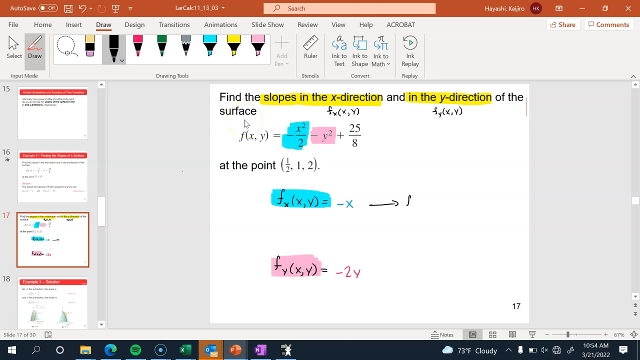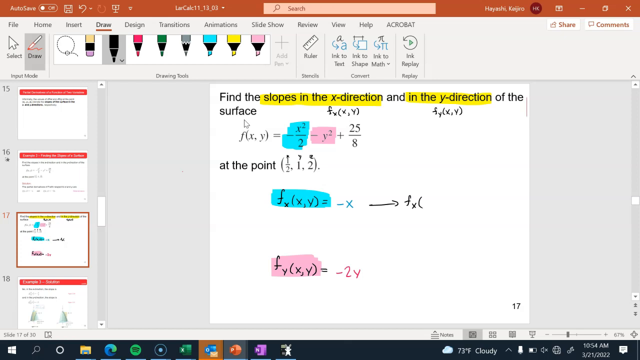And if you go ahead and plug in your point, this is your x, this is your y, this just happens to be your z. It doesn't get plugged in. That's just what the function is if you plug in 1/2 for x and 1 for y.